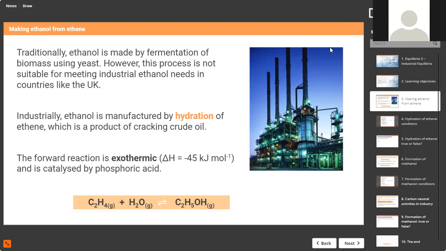So we have ethene plus water and we get ethanol, and obviously above our equilibrium signs we can then also put in phosphoric acid because that is going to be our catalyst.